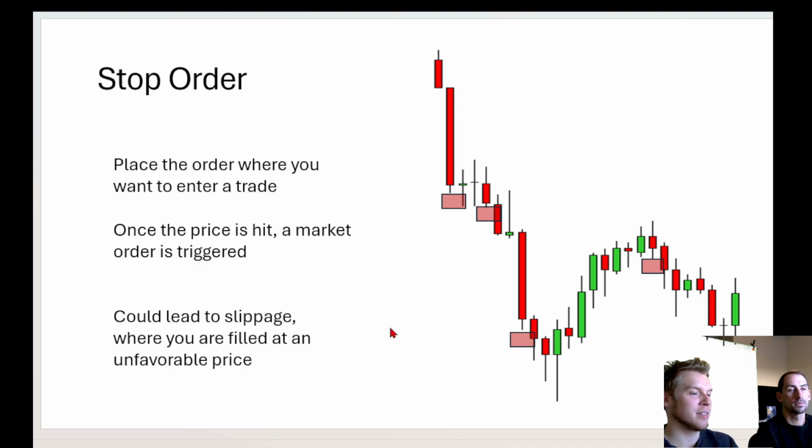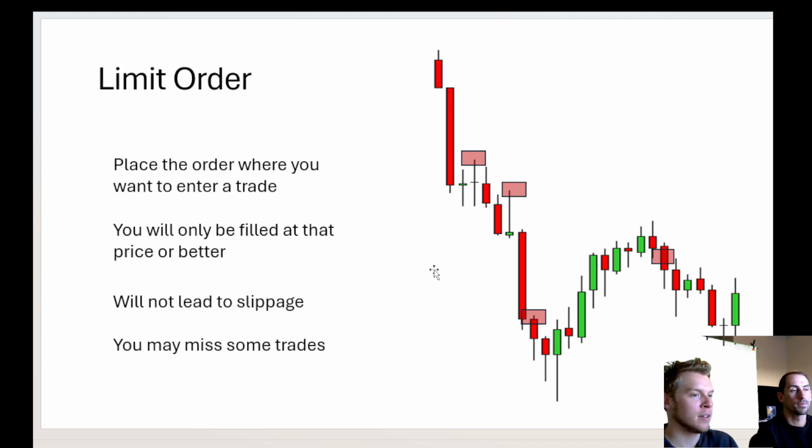Once again, because it's essentially just making a market order, there could be slippage, and you could be given an unfavorable price if there's not very good volume at that time. So the last order is a limit order, and this you will only be filled at the price that you set or better. So the risk of the market order is that you could be filled at some price that you really don't want.